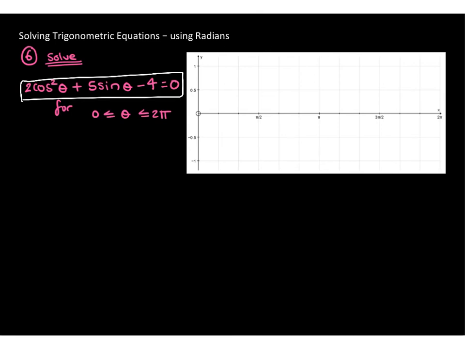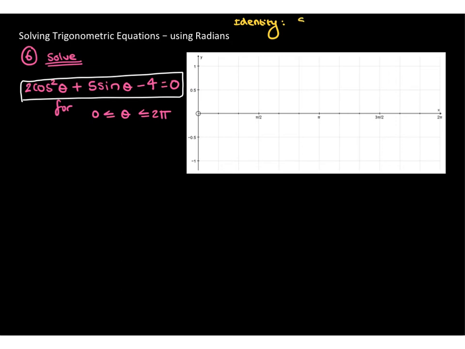We are solving 2 cos squared theta plus 5 sine theta subtract 4 equals 0. Now, to solve this equation, you need to remember that there is an identity that connects sine theta and cos theta when they are in their squared formats. Okay, you must remember this. You cannot solve an equation like this with a mixture of cos squared and sine involved.